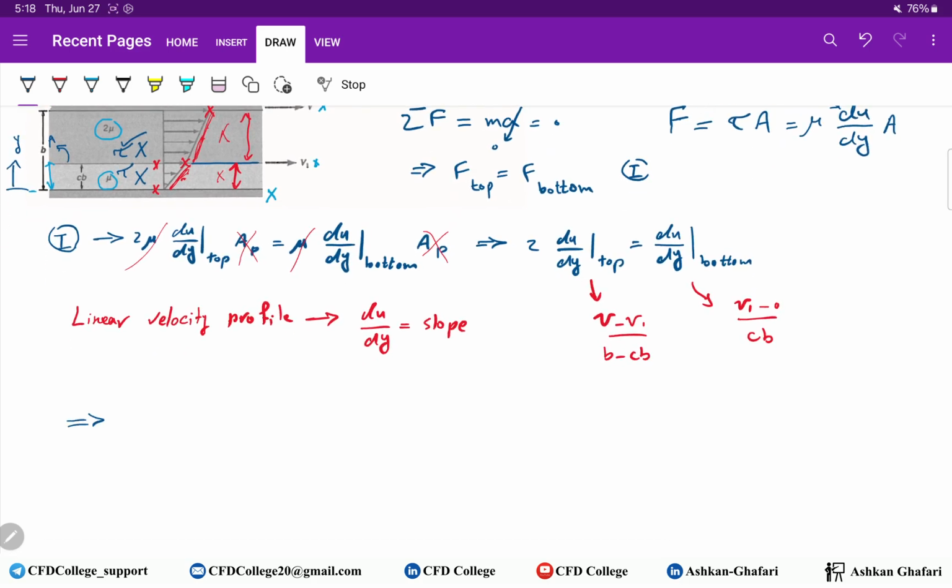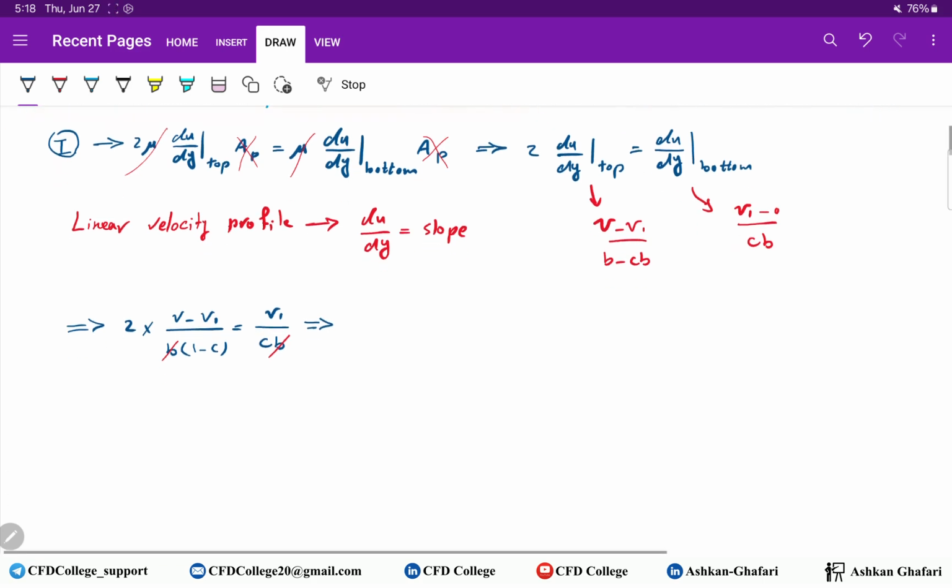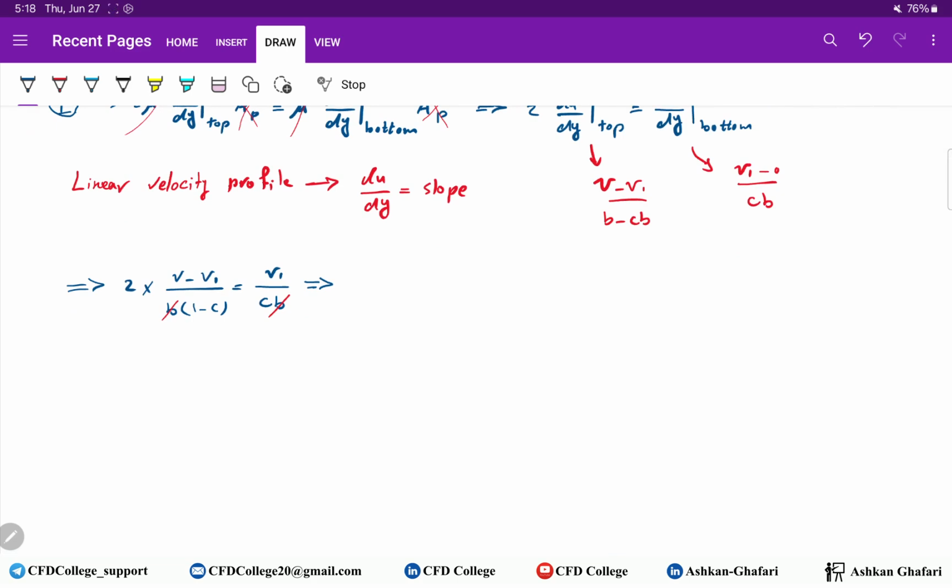Okay, so what we will have is 2 times V minus V1, and if you factor out B, 1 divided by B times 1 minus C equals V1 over CB. Now again, you can cancel this B from both sides, and now it's easy. You can solve this equation.